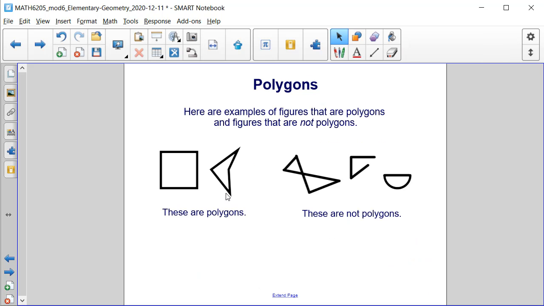Here are examples of figures that are polygons and figures that are not polygons. If we notice, the polygons consist of 3 or more sides and they are all closed and the sides are straight. In this one, the figures that are not polygons, this semicircle has a curve in it. This figure is not enclosed, it has an opening, and this one has an overlap. We do have 2 triangles in there, but because of the crisscross that happens here, that shape itself is not a polygon.